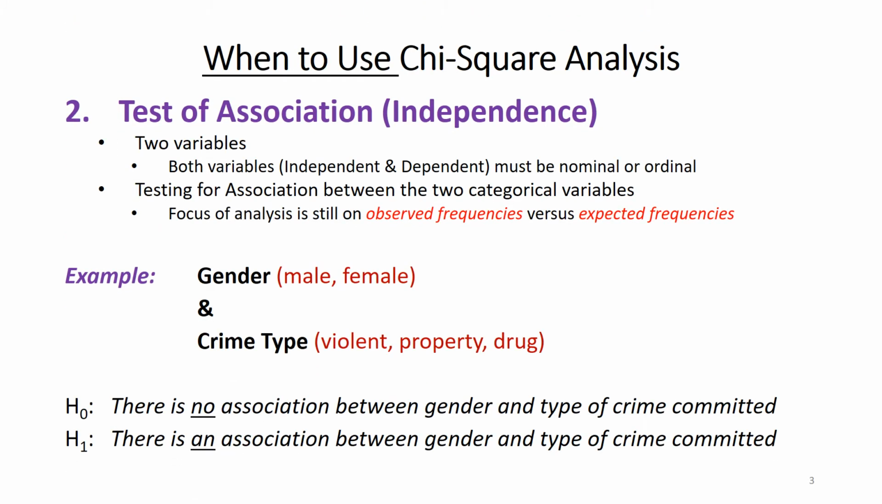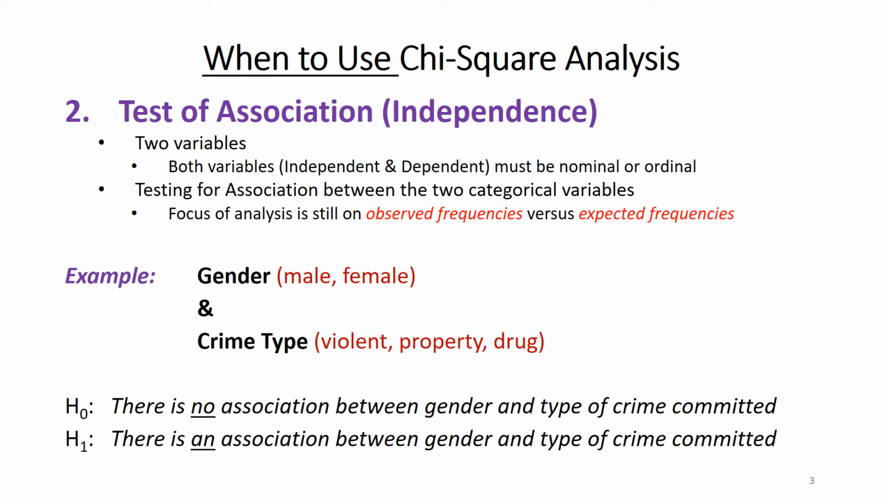The second type of chi-square analysis is known as the test of association or the test of independence. And this chi-square analysis requires two variables being compared in order to assess whether or not there is a significant association between those variables, or whether or not those two variables are independent of one another. So similar to the concept of chi-square in the previous slide, even though we now have two variables, both the independent variable and the dependent variable must be categorical. So they must be at that nominal or ordinal level of measurement.